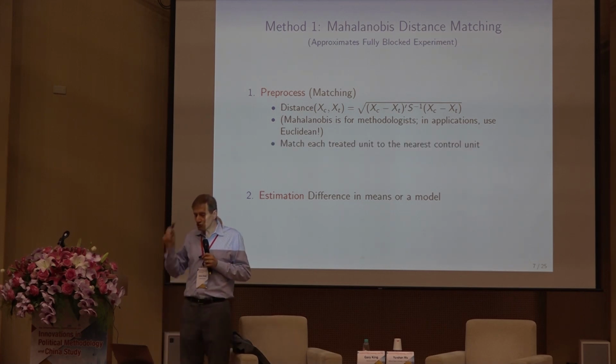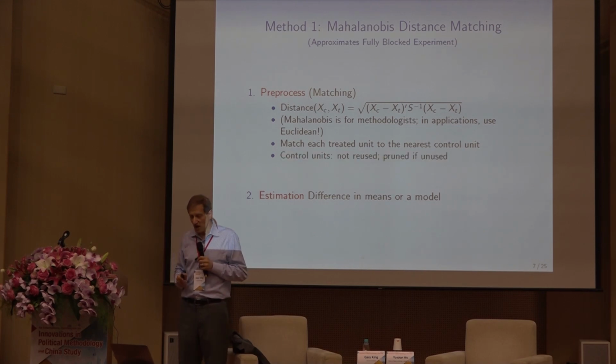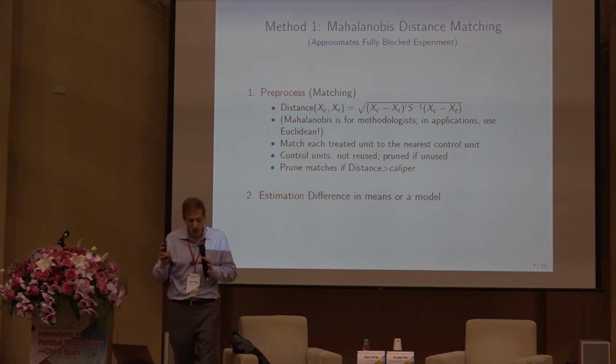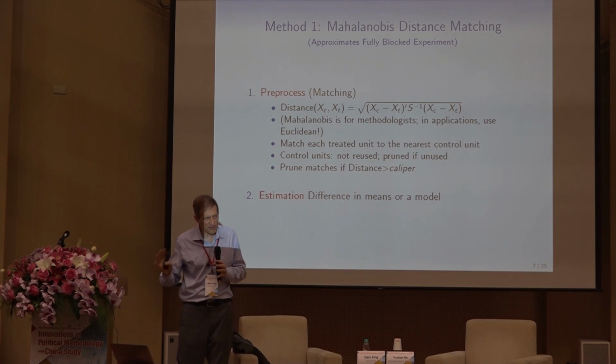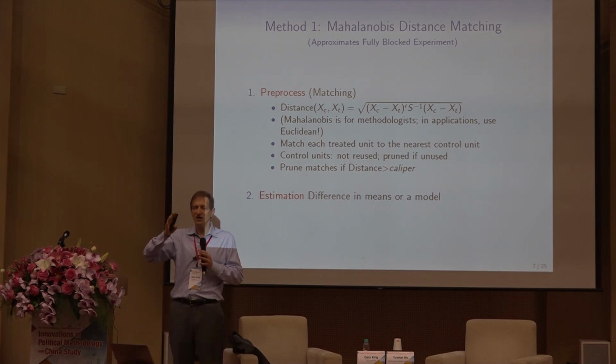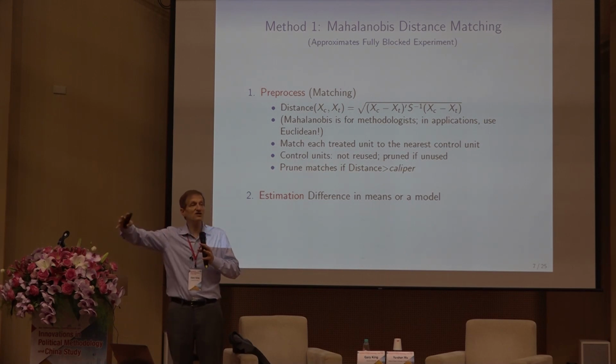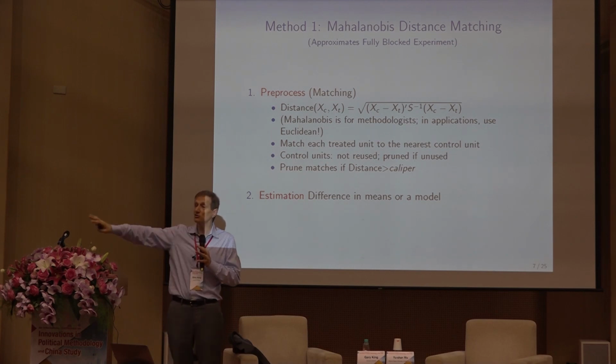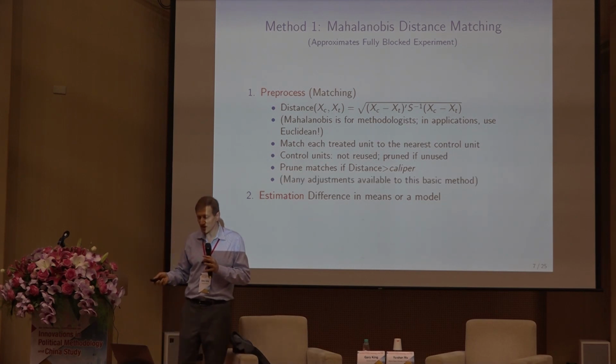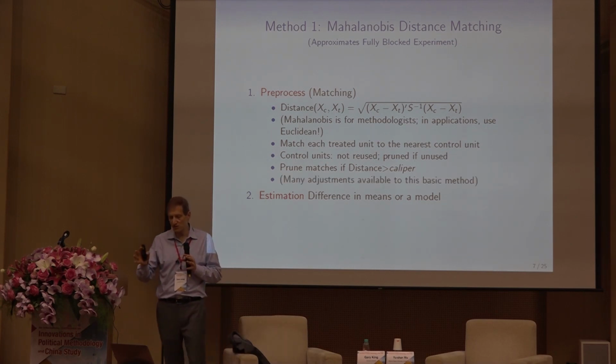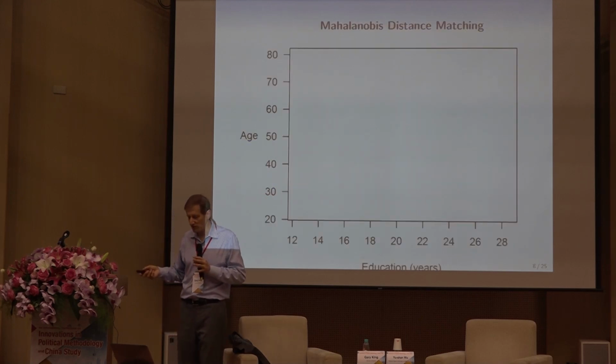You then match each treated unit to the nearest control. Control units in the simple case are not reused, and they're pruned if they're unused. Once we have all the matches of every treated unit to the nearest control, we then have a caliper. A caliper is the largest distance we're willing to tolerate. Beyond that caliper, we delete the treated units too. So that's the basic idea. There are a lot of adjustments to this basic method.